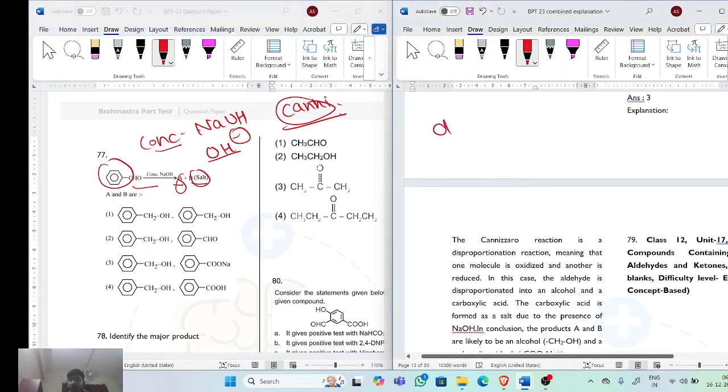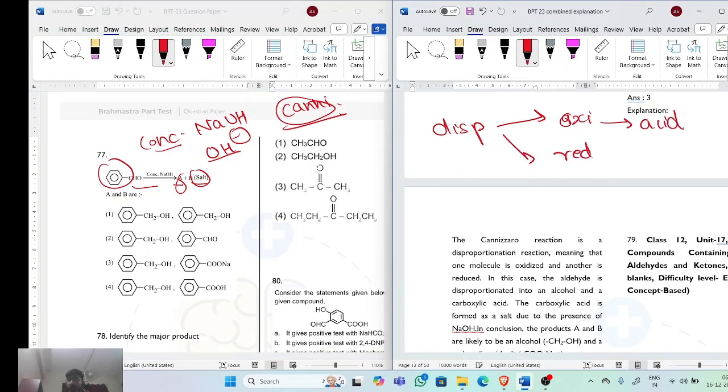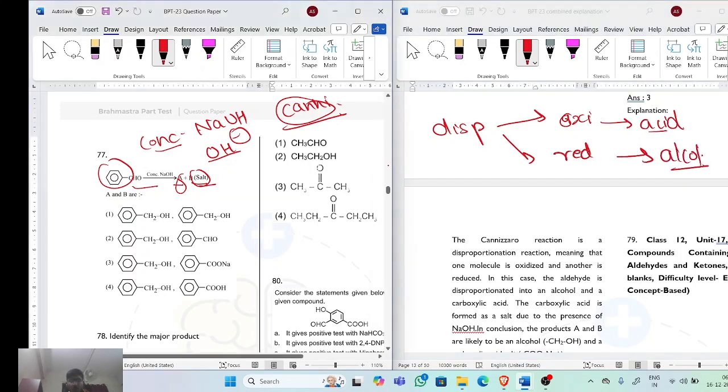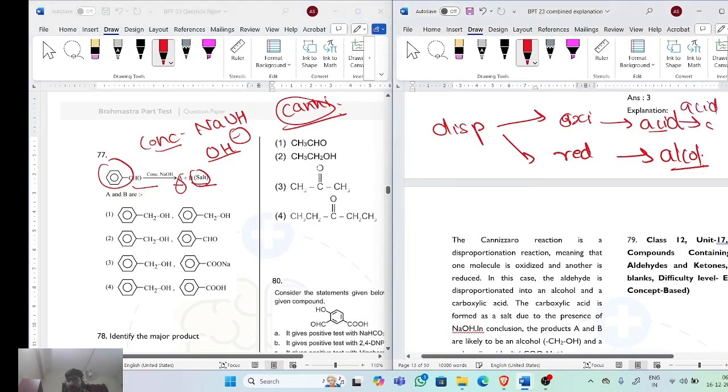The Cannizzaro reaction is a disproportionation reaction in which we have oxidation and reduction. In oxidation, acid will form, and in reduction, alcohol will form. But here it is talking about the salt, so we will write the acid salt.